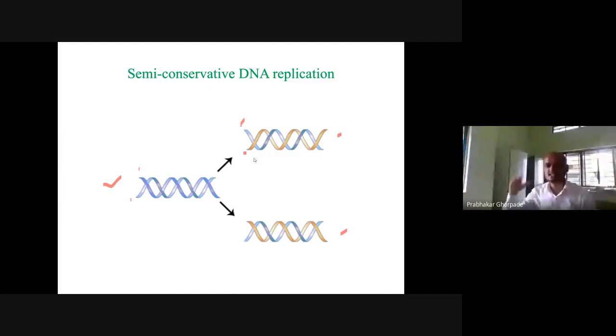Likewise, this strand is blue, and on it we are synthesizing the yellow strand. So that is one parent strand and one daughter strand. So the DNA replication process is a semi-conservative replication. In each next generation, one parental strand will be there, and on each parental strand the new daughter strands will be synthesized. So that is the semi-conservative mode of DNA replication.